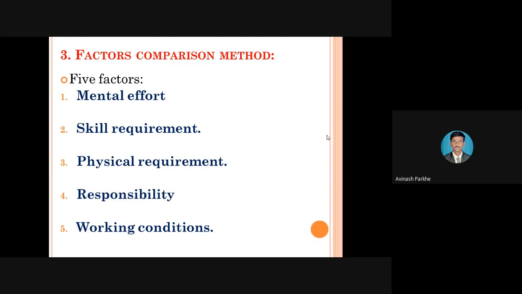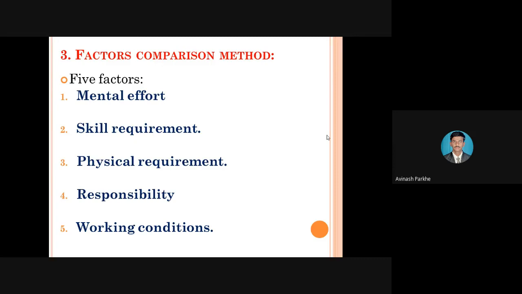This particular method is the qualitative method. Qualitative means whatever output you get will be available in the form of quality. That means comparison will take place. So which factors are we considering? The first factor is called mental efforts. During the job evaluation, or in order to convert raw material into finished goods, whatever mental efforts are required will be considered during the job evaluation process.